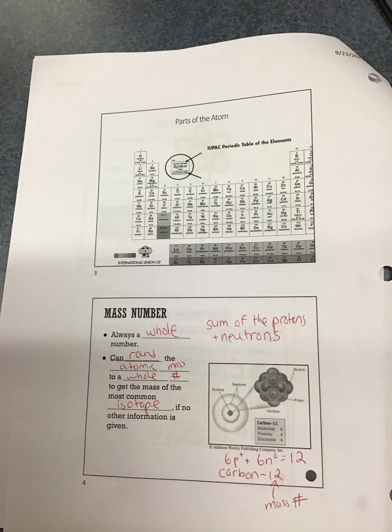For example, in this picture, you see there are 6 neutrons and 6 protons. You add those up and it's 12. That's why we would call this carbon 12, because the nucleus contains 12 particles.